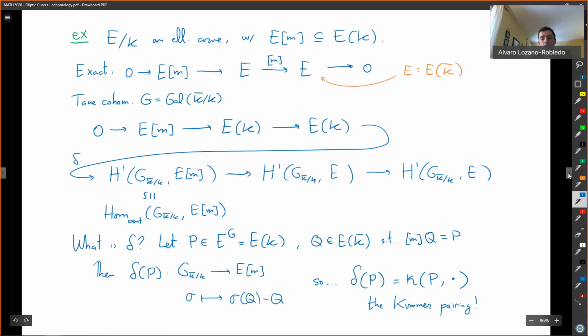Okay, so that's how the Kummer pairing arises in cohomology. Actually, the Kummer pairing is the delta that connects H0 of N with H1 of P. In general, that delta is also called the Kummer map. All right, we're almost done.